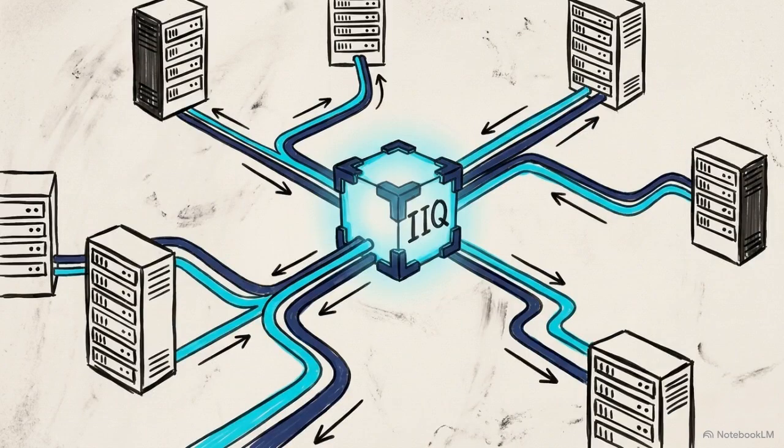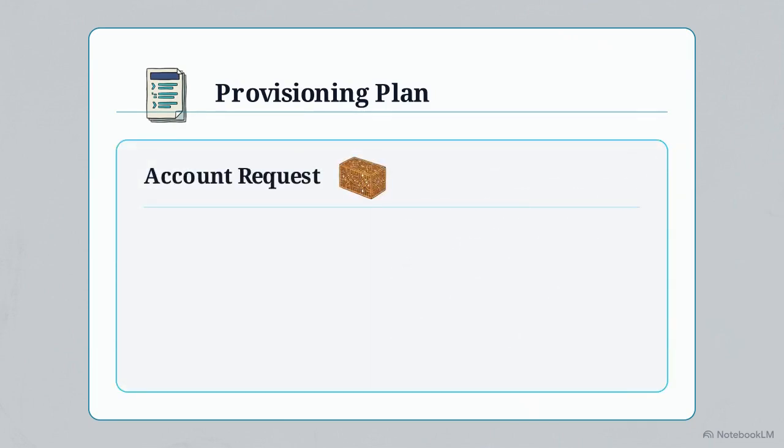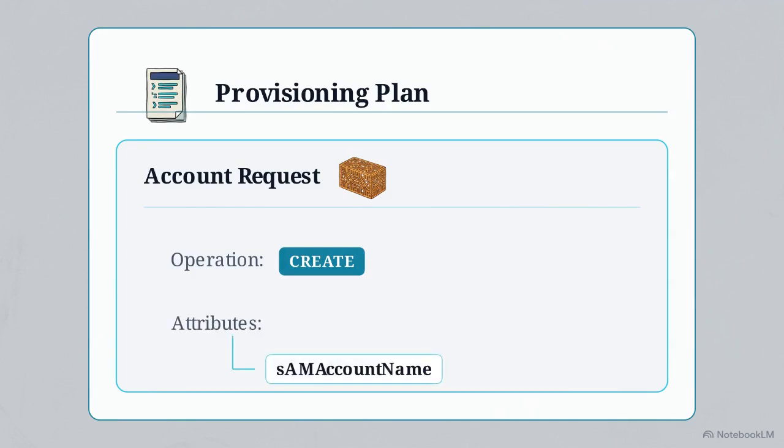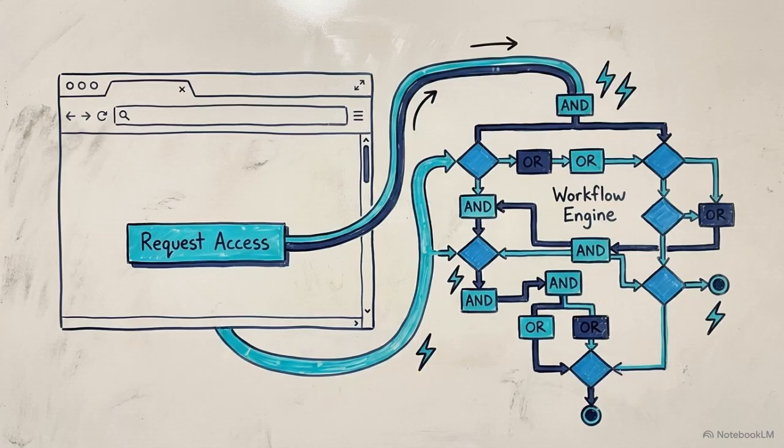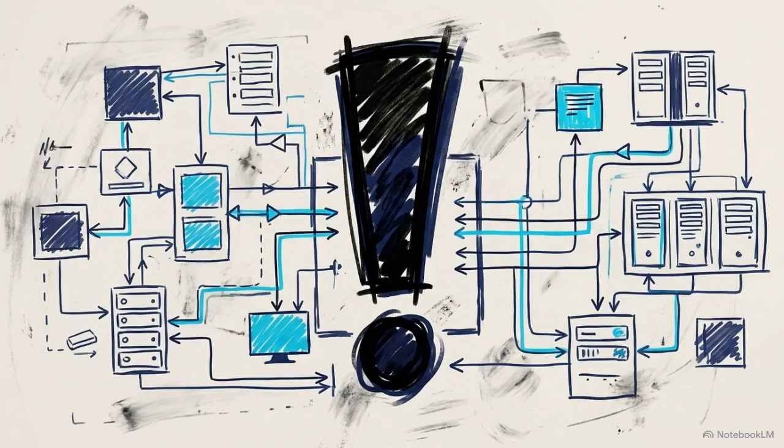The counterpart to aggregation is provisioning. This is the write-heavy engine that pushes IIQ's desired state out into the external world. This document represents a provisioning plan. All write operations are strictly governed by this required data structure, which details specific creation attributes in an account request. When a user initiates an access request via the UI REST API, it immediately triggers the workflow engine to process that plan. This presents an architectural problem.